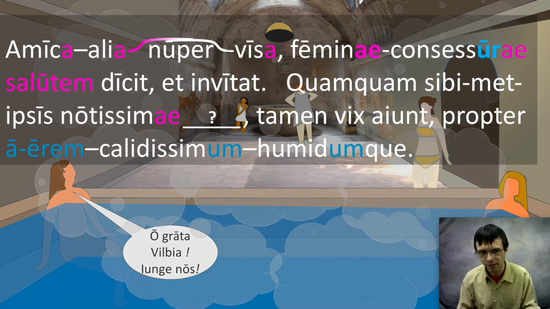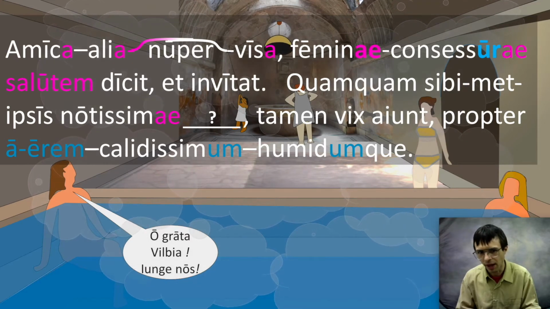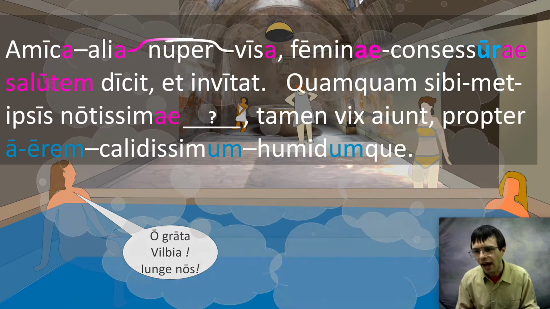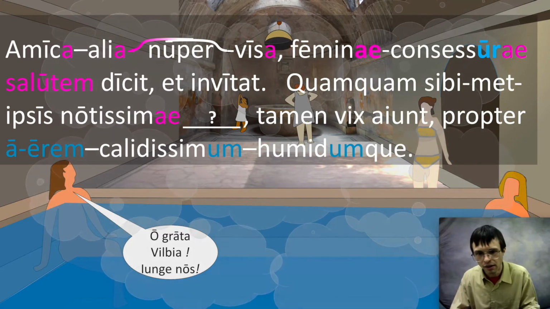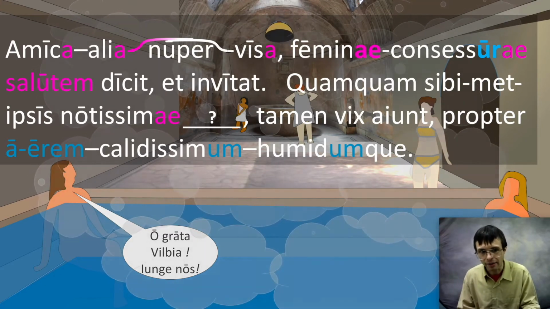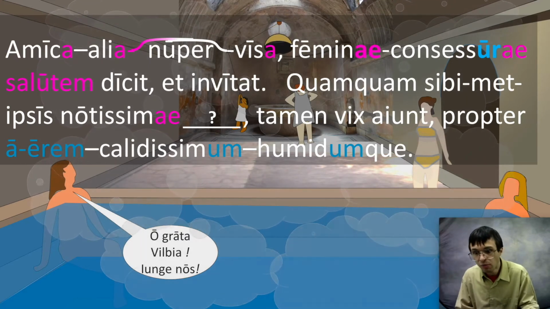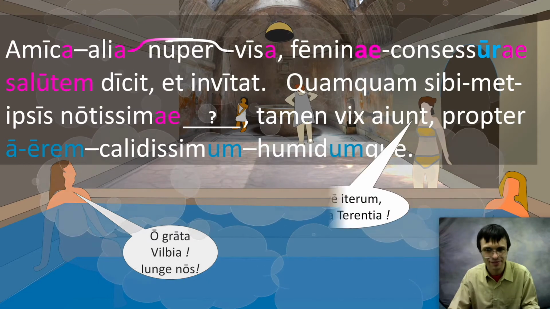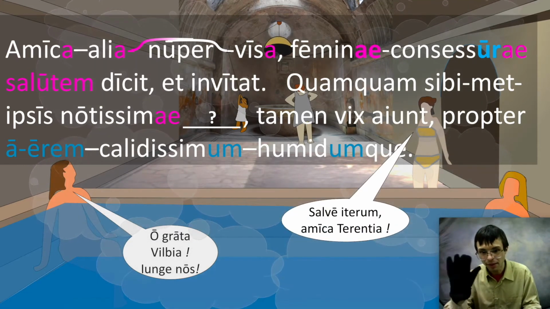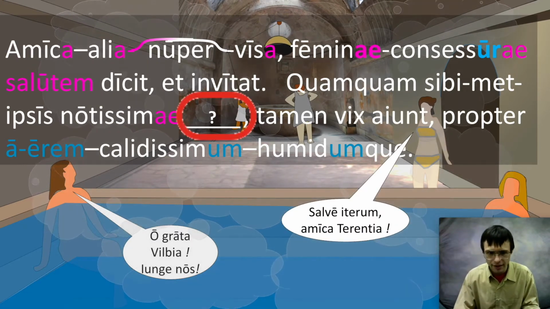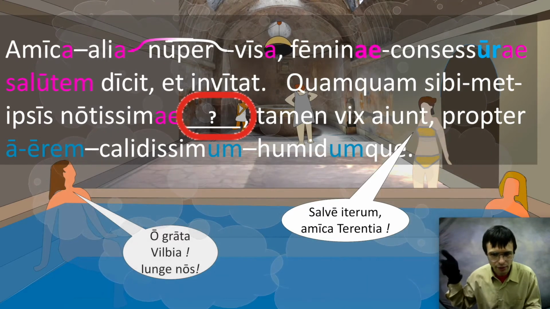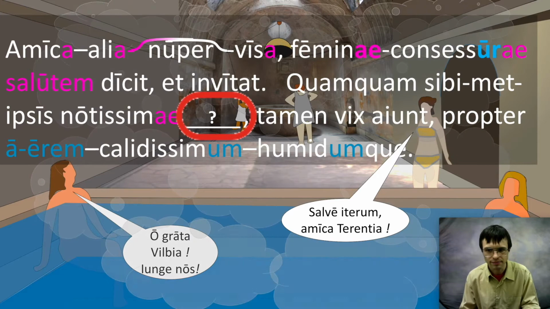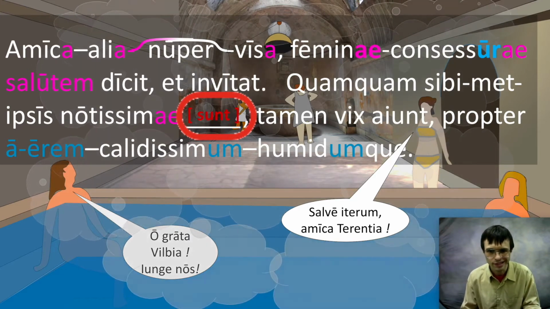Quam sibitmet ipsis notissimi blank. Tamen vix aiunt, propter aerem calidissimum humidumque. Salve iterum amiga Tarentia. Can you figure out what goes in this blank here? What word we should supply? It's not necessary, but it could be supplied.